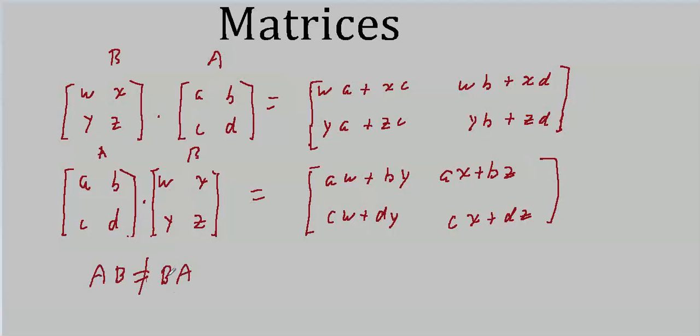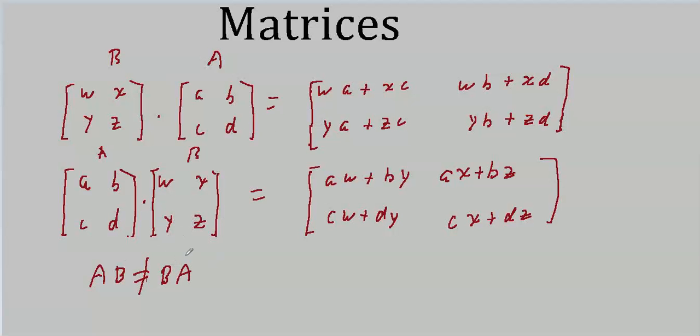Which turns out to be a good thing. If in matrix multiplication A times B equaled B times A, it would be like allowing division by zero. The universe would explode. It turns out, for instance, in physics, all the interesting stuff happens in the difference between AB and BA.